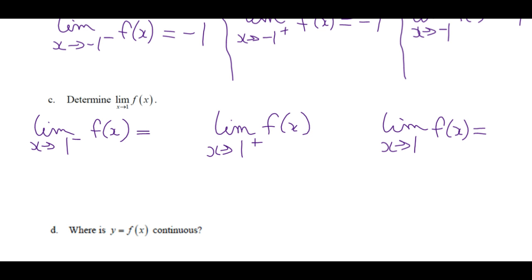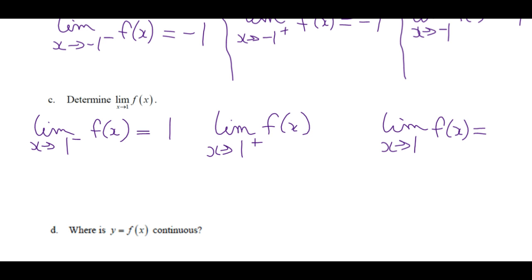Okay. Now you've got the thing in front of you, right? So for 1 from below, which function are we using? First, second, or third? Second one, right? Coming at 1 from below means that it's between negative 1 and 1. So we're using the second one. So what do we get for that? One.